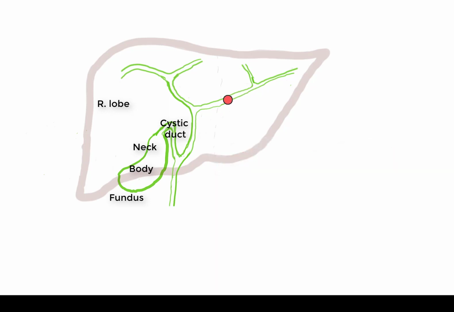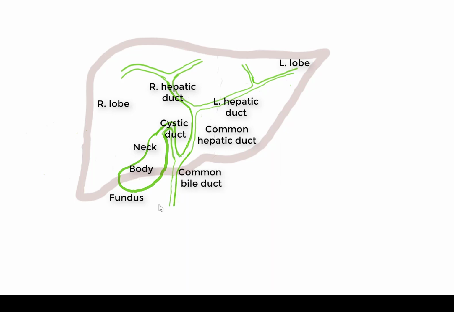It reaches the hilum through the hepatic ducts, the left hepatic duct and the right hepatic duct. Each one of them comes from a lobe of the liver. They unite to form a common hepatic duct, and the common hepatic duct is going to join the cystic duct to form the common bile duct, CBD, or the bile duct.